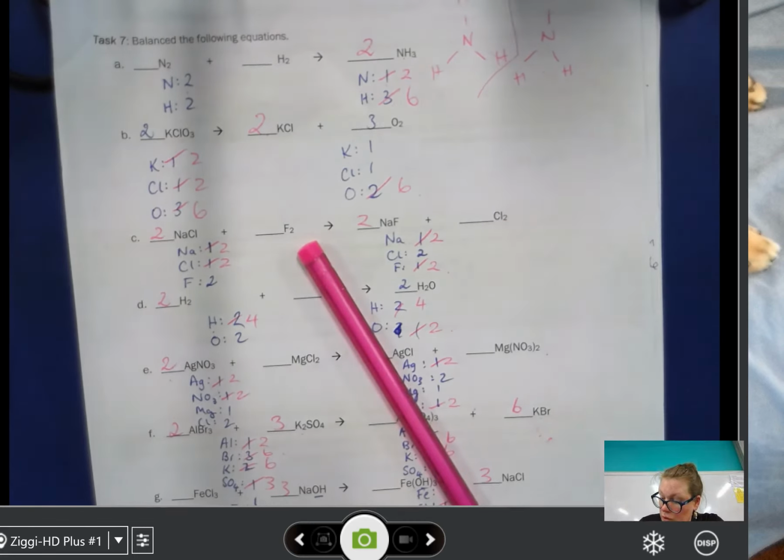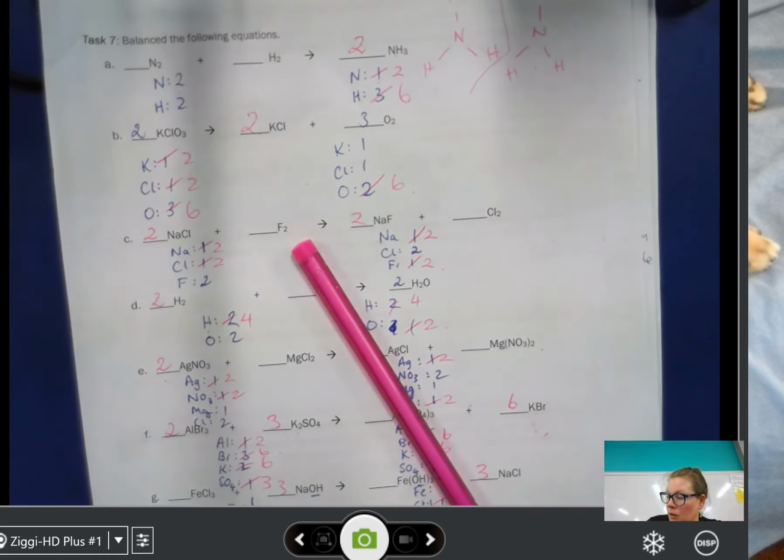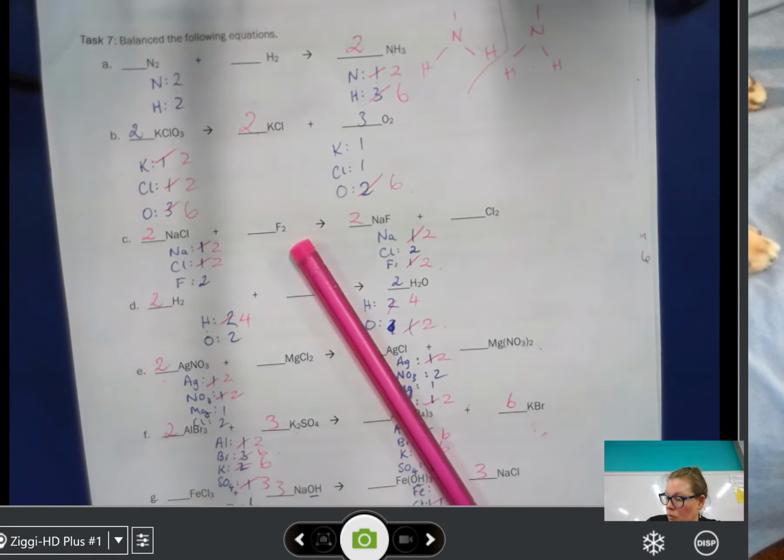1 hydrogen, 1 chloride, 1 calcium, 1 carbon and 3 oxygens. Now the reason we've had to break the carbonate apart is because over here it makes carbon dioxide and water. We go 3 oxygens, 1 carbon.